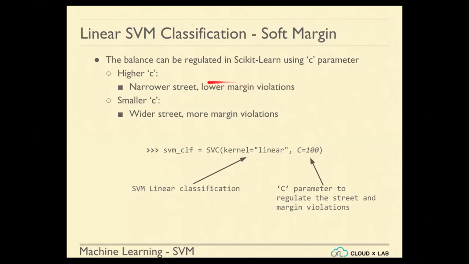In this case, if the street is narrow, the model will not generalize so well. If the street is wider, the model will generalize better, correct? If the street is narrower, the generalization is lower. If the street is wider, the generalization is more. Correct? Now, this is the important part. Why? Because in one case, we are reducing the error.